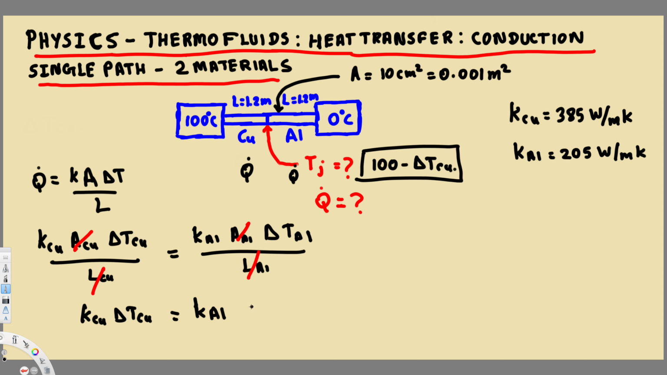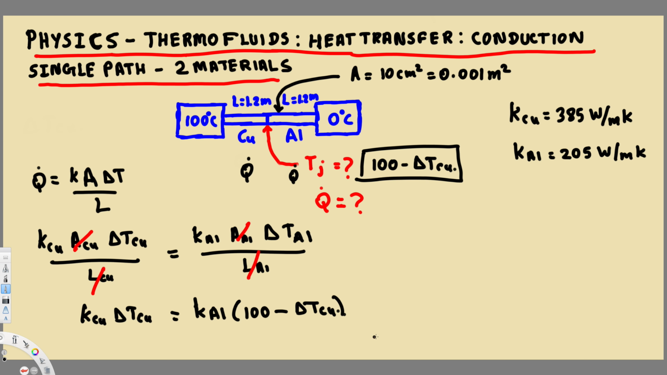If I put delta T aluminum, we have two unknown variables because we know K copper and K aluminum, but we don't know delta T copper, right? And we don't know delta T aluminum too. But instead of writing delta T aluminum, we can write this one in terms of delta T copper. We know that this junction temperature is going to be 100 minus delta T copper. So we can use this same expression for delta T aluminum. So this is going to be 100 minus delta T copper.